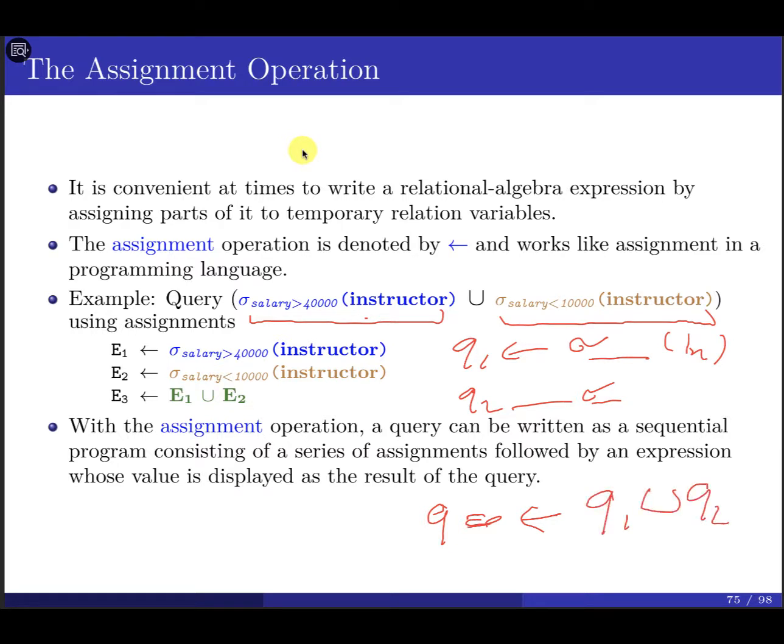So that is a simple, simplified way to write a query, especially if your query consists of a lot of selections, projections, joins, etc. You can break it down into sub-queries, and then after that you can combine them. As I mentioned, you're writing a sequential programming language, with a series or set of assignments executed in sequence. Then after that you may have one expression that displays the final result that you're looking for.